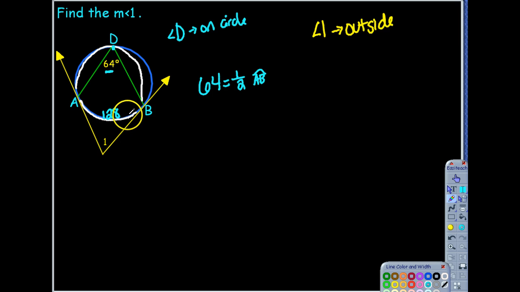Now, there's something else that's kind of special about this picture. Because angle 1 is formed by 2 tangents, the 2 arcs that are formed together make up the whole circle. So arc AB and arc ADB make 360. I could technically find arc ADB by taking 360 minus 128, and I get a total of 232.